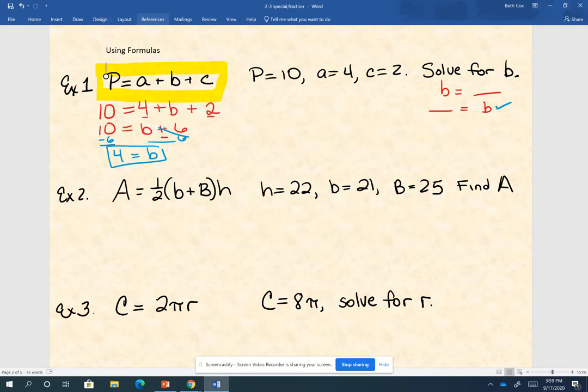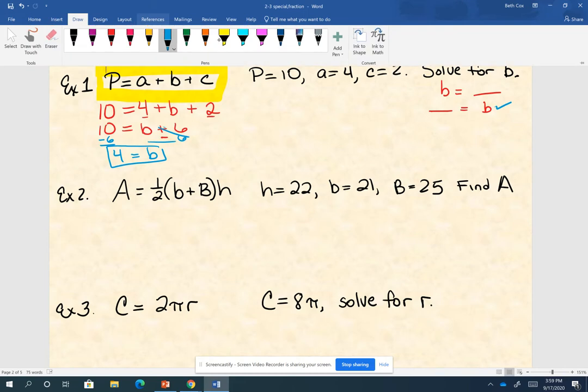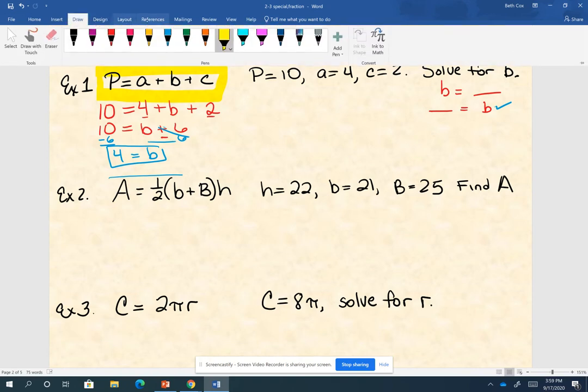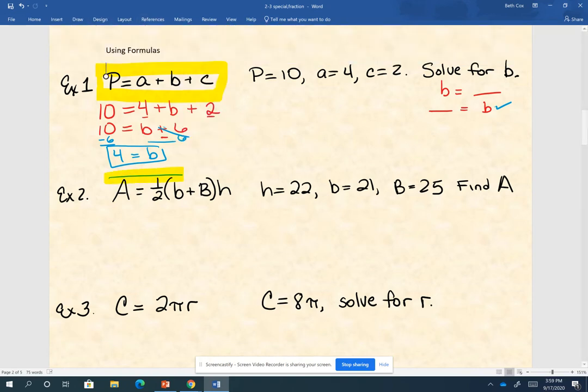Okay, next problem, we have another formula. This formula is the formula for the area of a trapezoid. You may not know what a trapezoid is, and you may not care, but that's what this is. This is a formula for the area of a trapezoid. Okay, and so now that's our formula, and then we have numbers, and we're told to find the A.